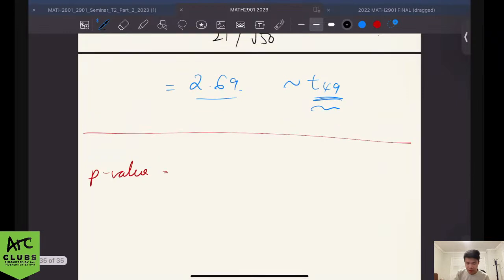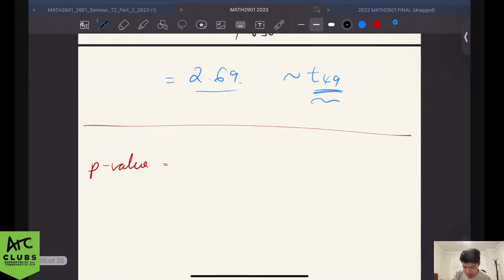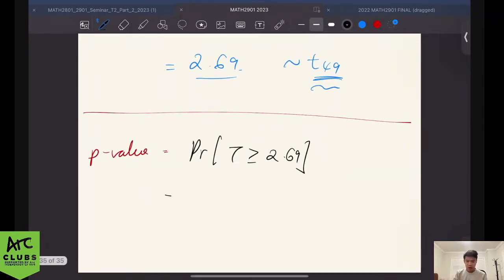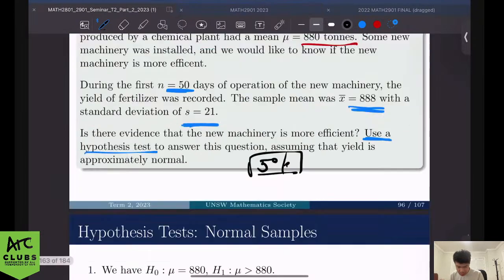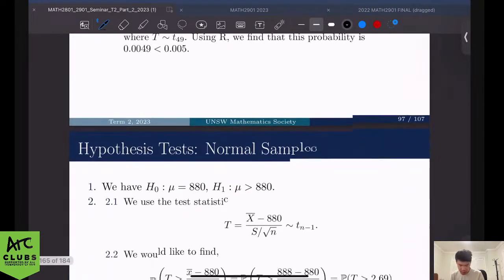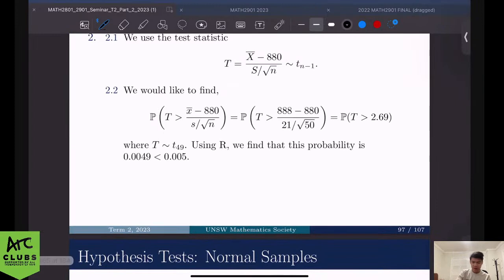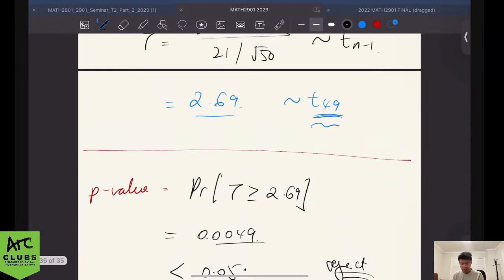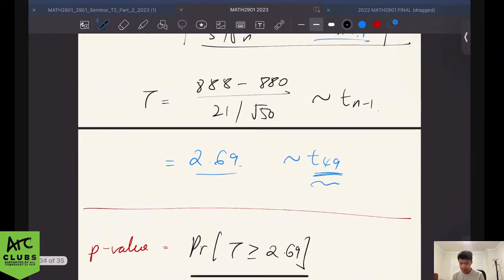So the p-value will be equal to the probability that t is greater than or equal to 2.69. And you can use your t quantiles to figure that out. But yeah, using R, you can find out it's 0.0049. And that's going to be far less than 0.05, and so you reject. Basically, you say this is really extreme, so we can just reject it pretty safely. Okay.